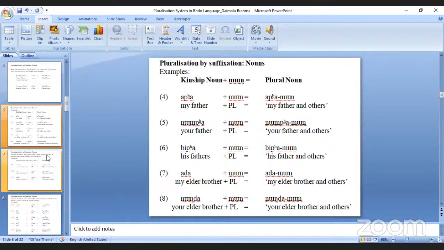Then the gloss, my father and others. So my father and others, who are these others? Along with father's friends. Okay, this means your father plus other people, right? Your father plus his friends, right? Yeah, sir. My father and my father's friends. Okay.